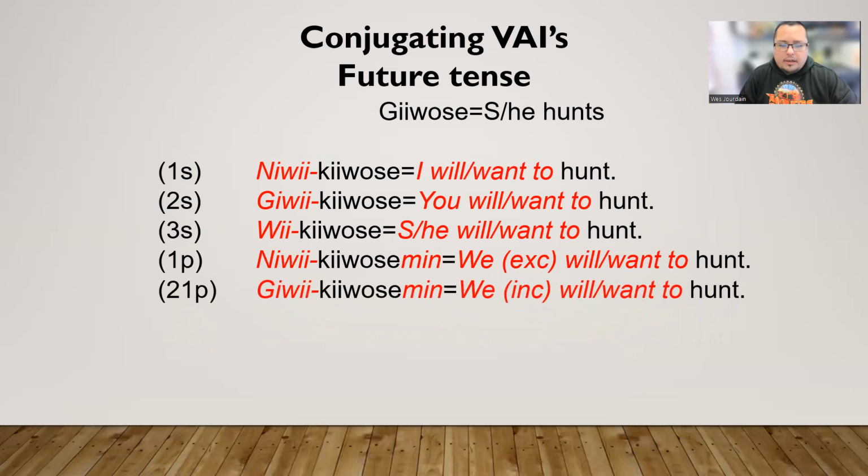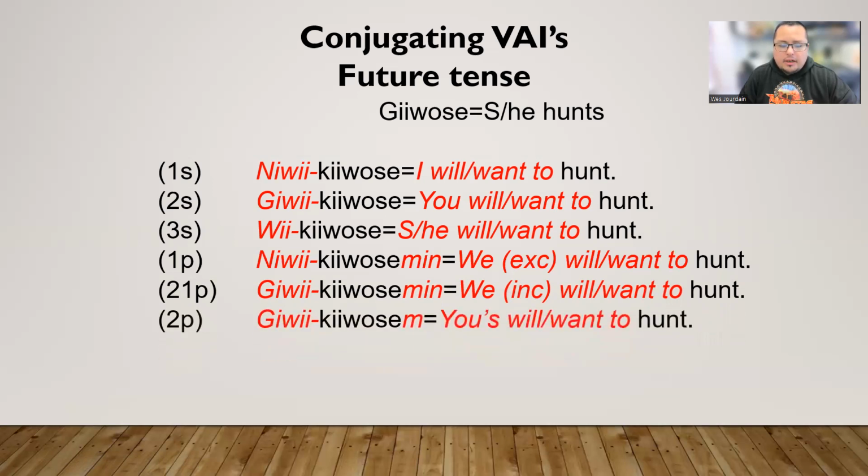Second and first person plural, talking about everybody in the conversation. Gi wi kiwosemin. We, including everyone that we're talking to, will hunt or we want to hunt. Second person plural, talking about more than one person, talking about yous. Gi wi kiwosem. Not talking about over there, but talking about you and that person next to you. Gi wi kiwosem. Yous will hunt. Yous want to hunt.